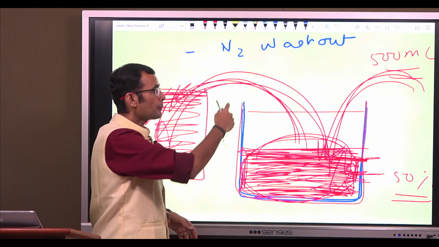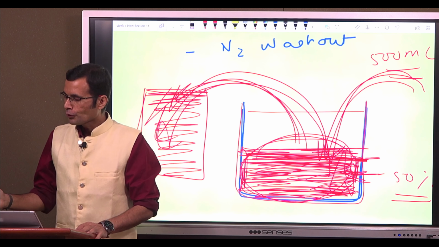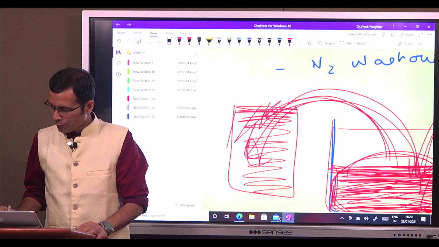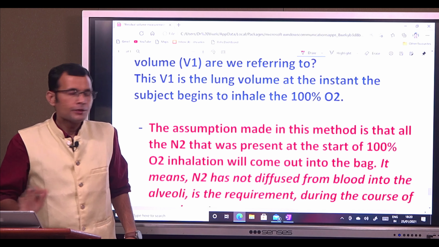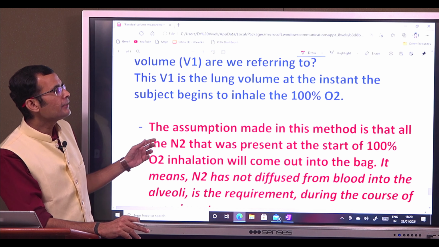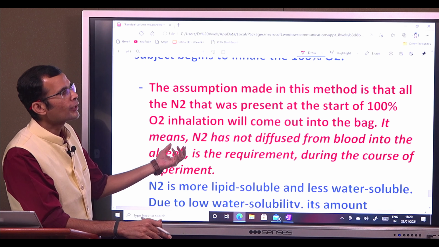The nitrogen present in the functional residual capacity is now going to come out into the bag, and therefore the volume that you are measuring will be the functional residual capacity. So, what V1 is should now be clear. The assumption made in this method, I have mentioned it already, but just a quick revision.